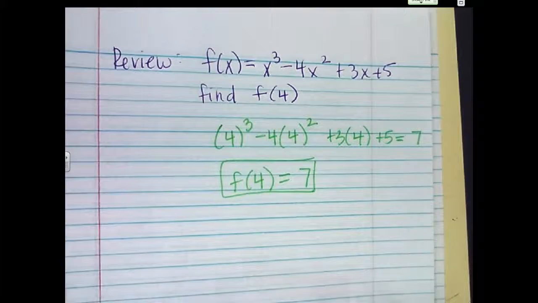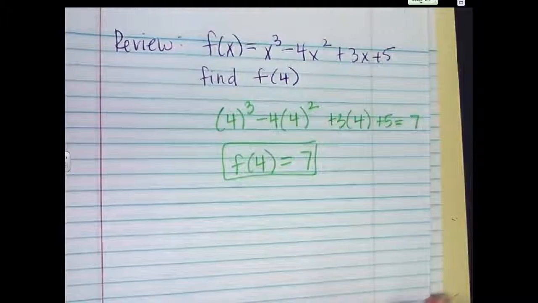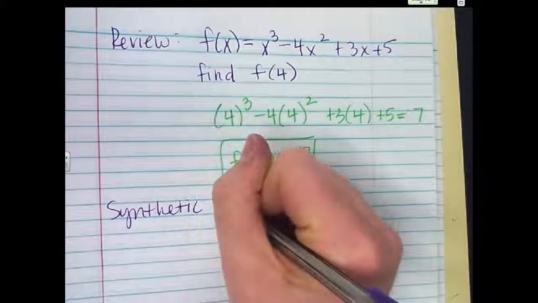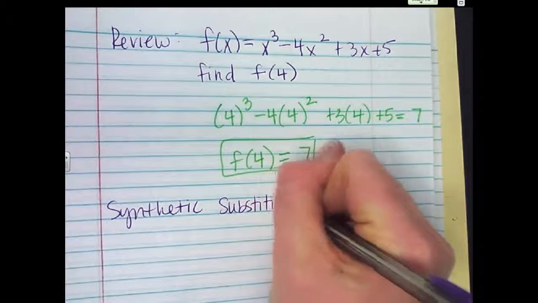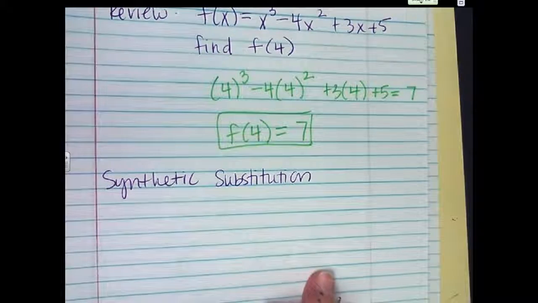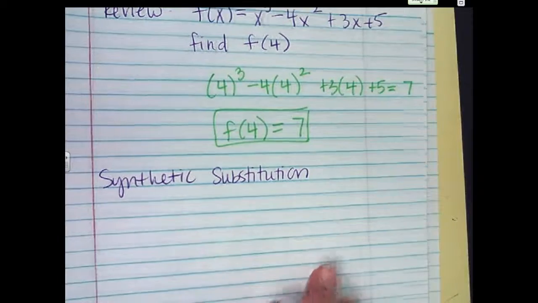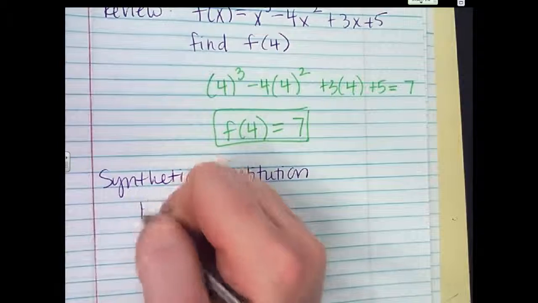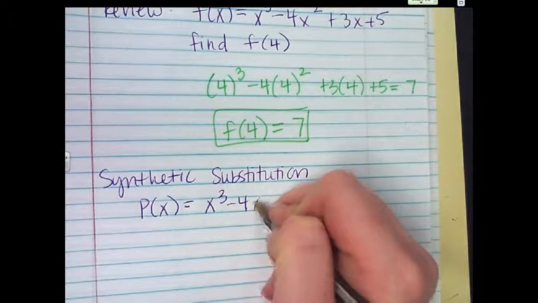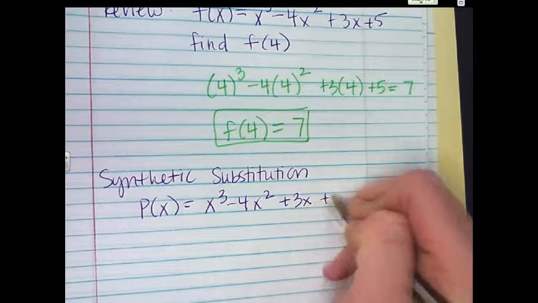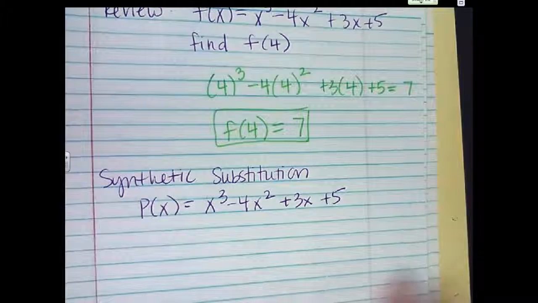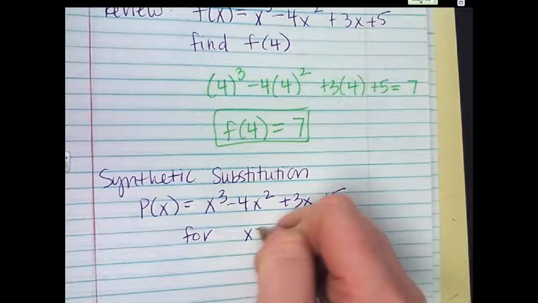Okay, so what we can also do is this thing called synthetic substitution. I'm going to use the same exact one up here. So they'll give you some polynomial. I'm going to call it p of x, just for polynomial. They'll say use synthetic substitution to evaluate the polynomial. So here's our polynomial, and we want to know for x equals 4.